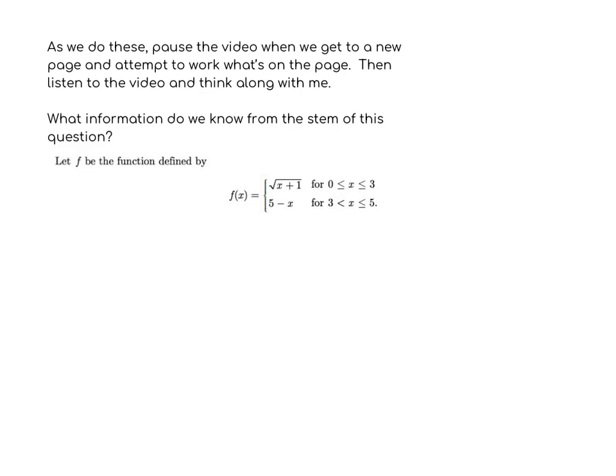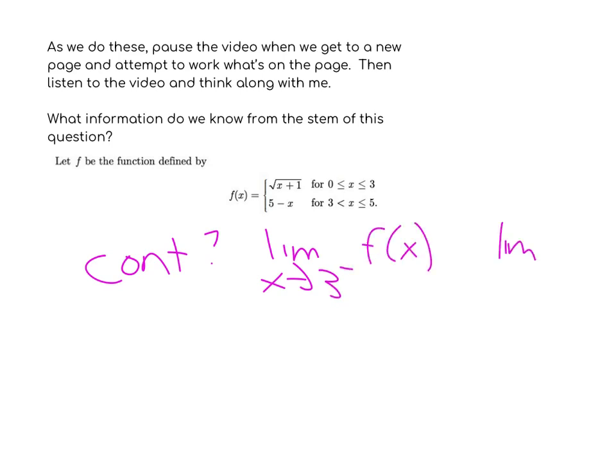So the stem of the question, the basic information we're given before we were given the ABCD, is let f be a function defined by that, and so this is a piecewise function. They could ask us about continuity, where we have to plug in 3, so we have to look at the limit as x goes to 3 from the left, and the limit as x goes to 3 from the right. If those are equal, then the function is continuous at 3, and if they are not, then the function is not continuous at 3.